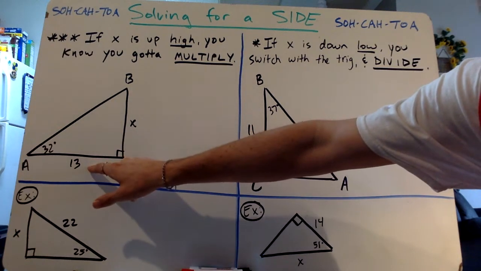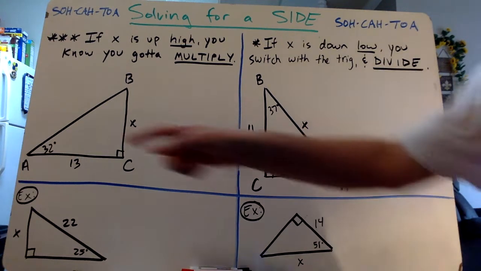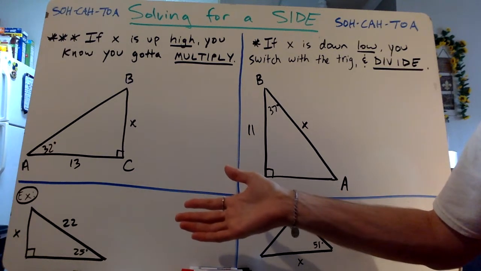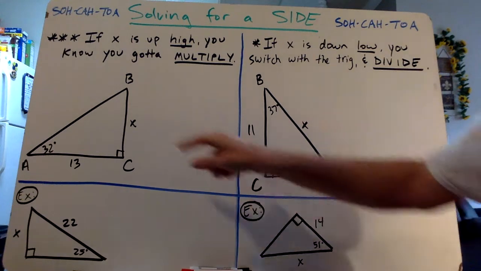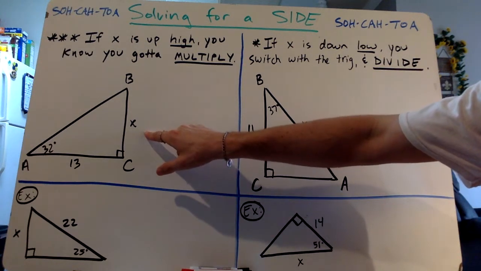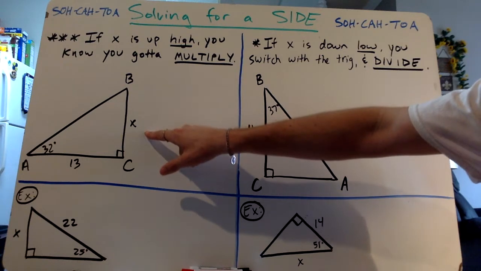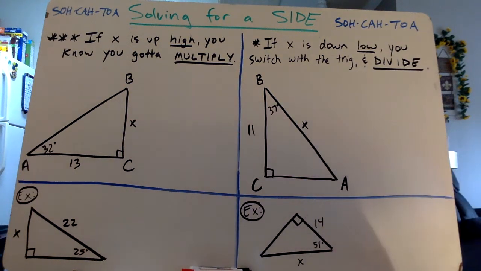I have 13. I do not have the hypotenuse. Now, if I did give you the hypotenuse, you don't have to use trig. You can just use the Pythagorean theorem. But that's why trigonometry is important, because you can solve for missing side lengths without using the Pythagorean theorem. Because with the Pythagorean theorem, you need two sides. Trigonometry, you only need one. But in both cases, you need to have a right triangle.